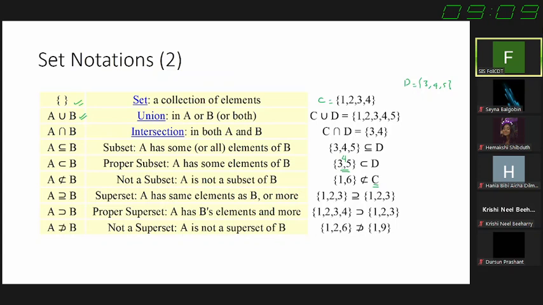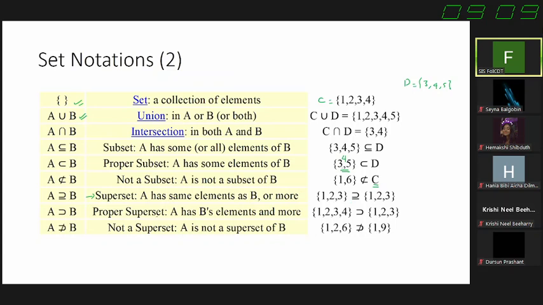Now, this is another tricky one. What is a superset? A has the same elements as B or more. So here, C has the same elements as D or more, for example. Here we're taking a different example, so don't take the example for C and D. If you have two sets that have the exact same elements, this is known as a superset.